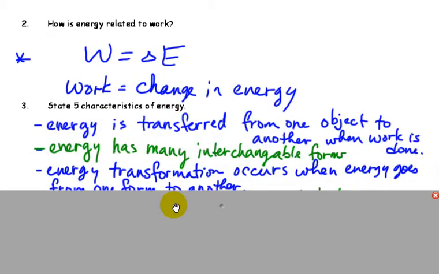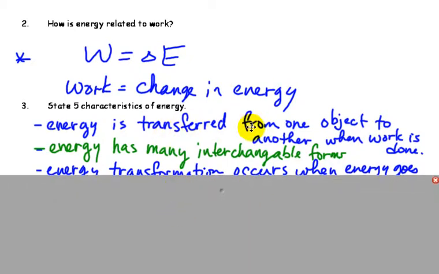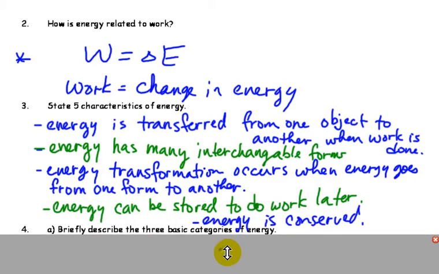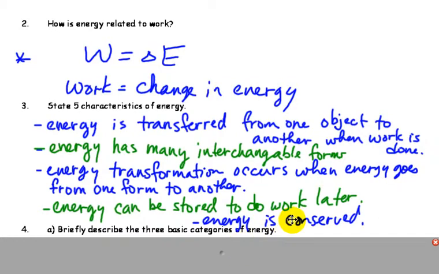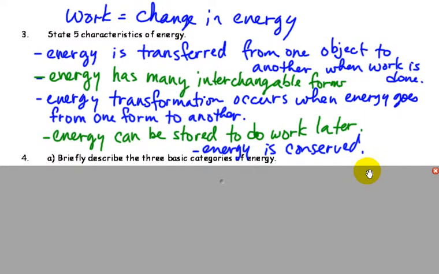So if we take a look at 5 characteristics of energy, energy is transferred from one object to another when work is done. So if you are lifting a box, you're transferring energy from your body to the object. Energy has many interchangeable forms. So we could go from moving energy to stored energy, etc. Energy transformations occur when energy goes from one form to another. Energy can be stored to do work later, for example, a battery. And energy is conserved. There's no loss of energy. It's simply transformed into something else, usually in terms of heat or friction.